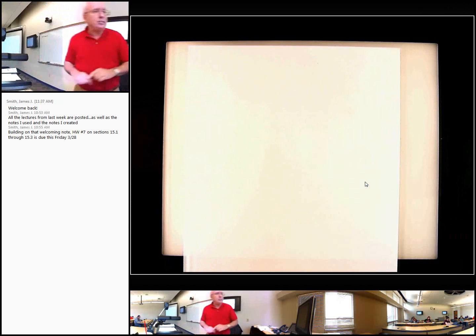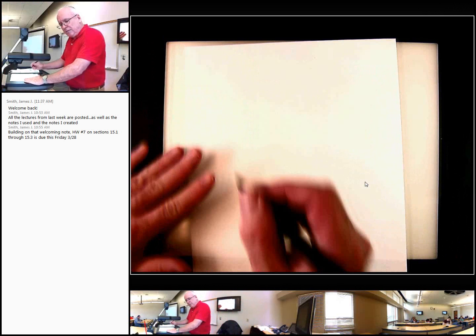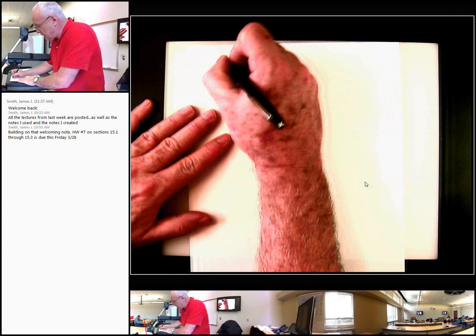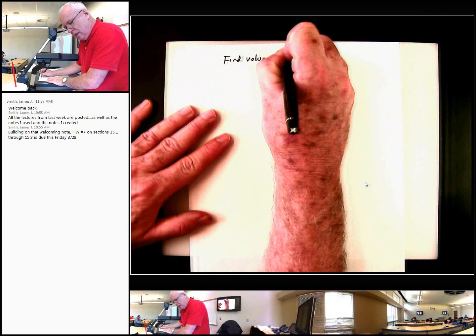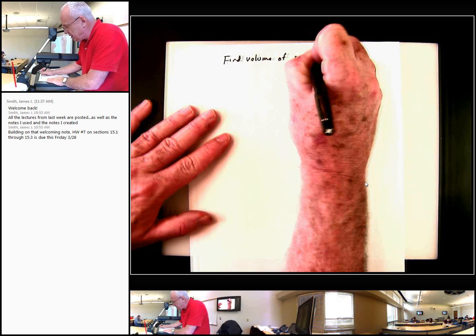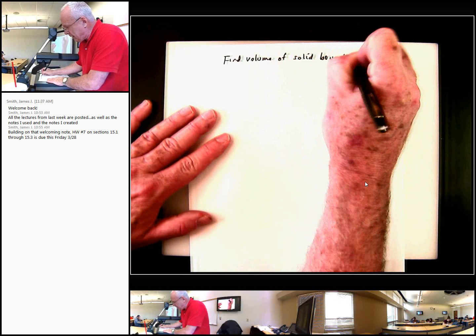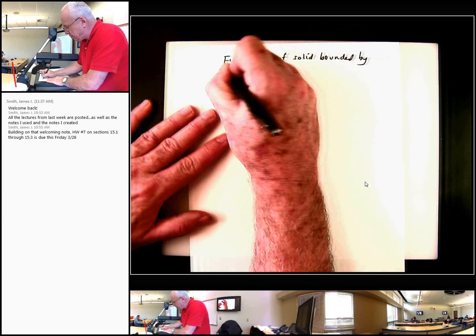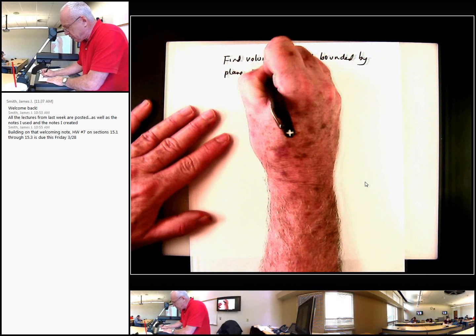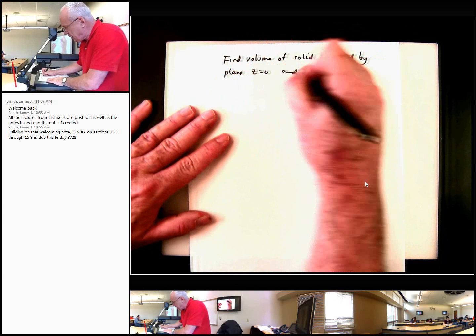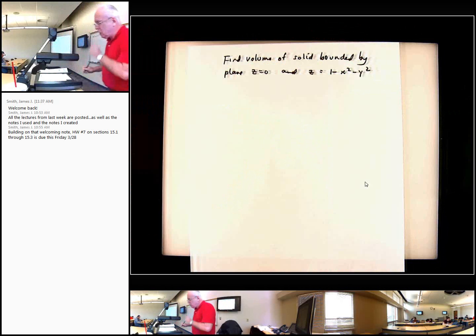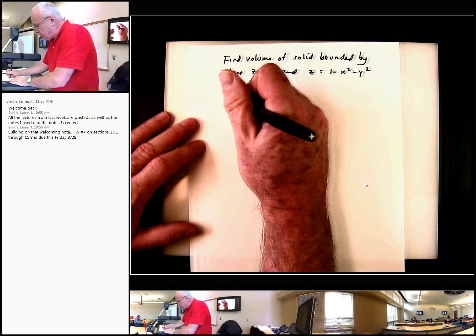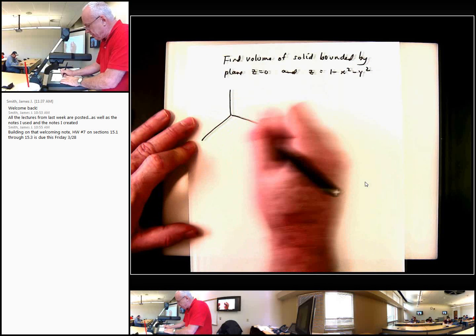Let's see if we can at least get a start on this one here. And you do have to carefully read the problem. Find the volume of the solid that's bounded by the plane z equals 0 and z equals 1 minus x squared minus y squared. All right, let's just kind of do a quick picture of this thing.